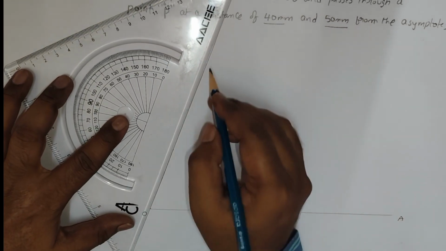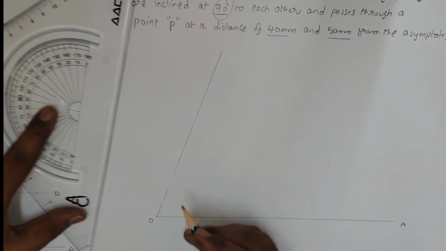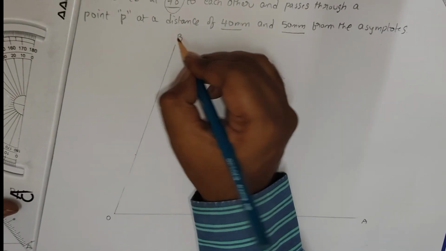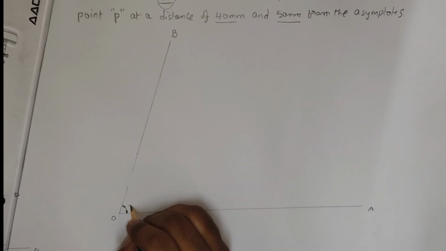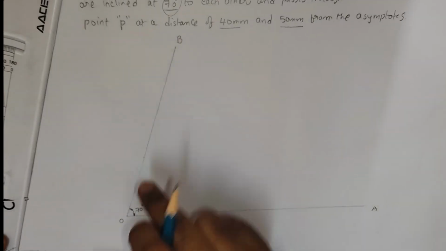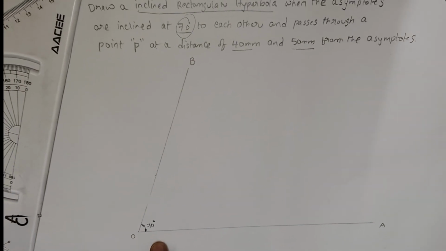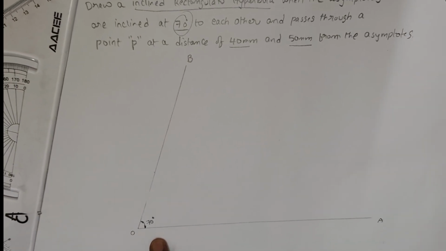So this is the OB line. You can call this the OB line. So the OA and OB lines make an angle of 70 degrees. In an inclined rectangular hyperbola, it should make an angle of 70. But in a regular rectangular hyperbola, it should compulsorily be a 90 degrees angle.